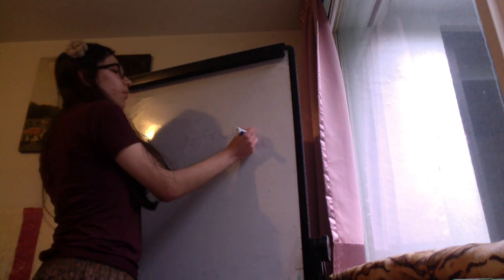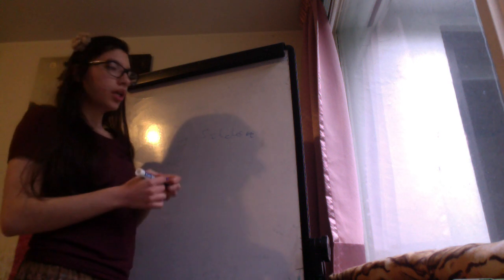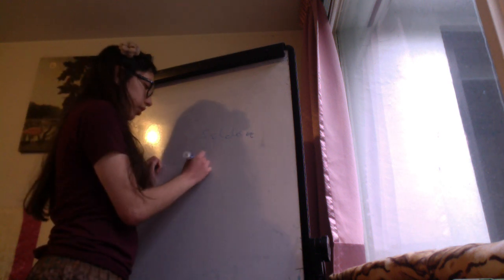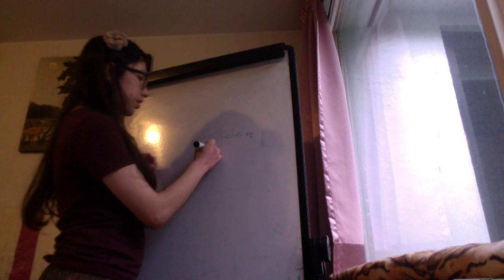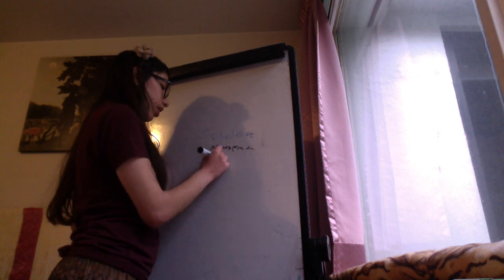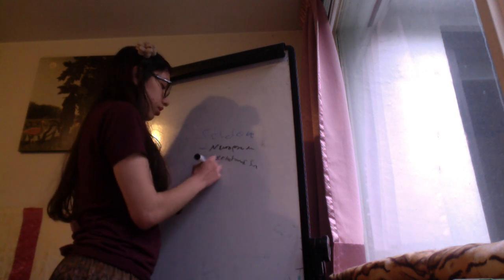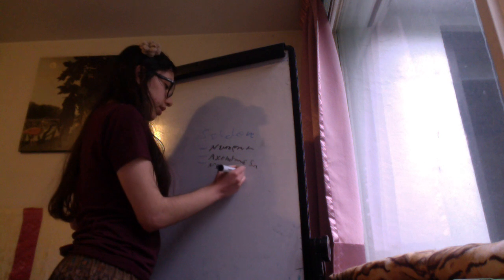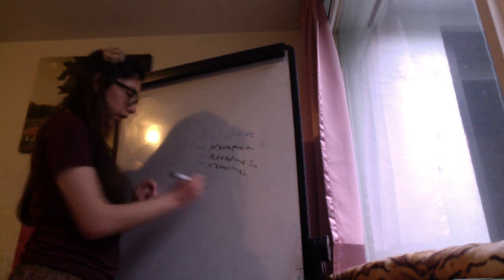Let's look at the Seddon classification for damage to the peripheral nerve. We have three categories. One is called neurapraxia, another is called axonotmesis, and the other is neurotmesis. So remember that here we have a peripheral nerve.